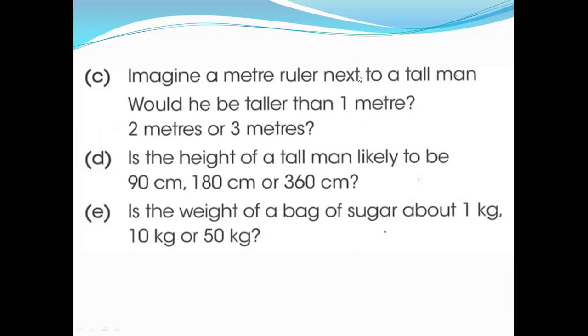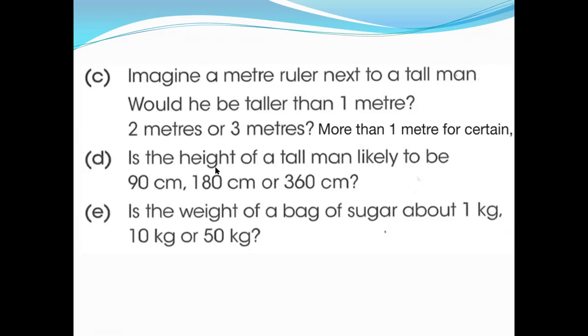Imagine a meter ruler. If you have a ruler, you can check on your ruler. It's written there about centimeter, millimeter, and meter. Imagine a meter ruler next to a tall man. Would he be taller than 1 meter, 2 meters, or 3 meters? Maybe 1 meter. But if he is a taller man, then sometimes we can say it is 2 meters. But mostly, approximately, we are using more than 1 meter. 1 meter or 2 meters, but not 3 meters.